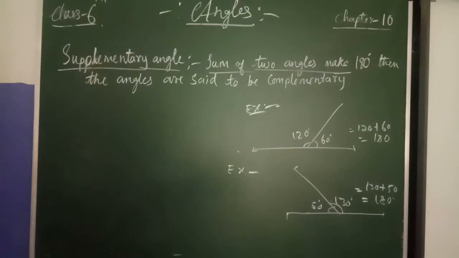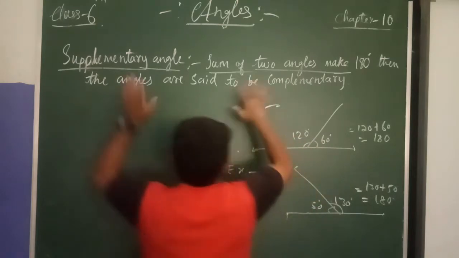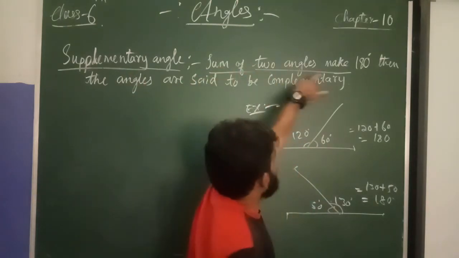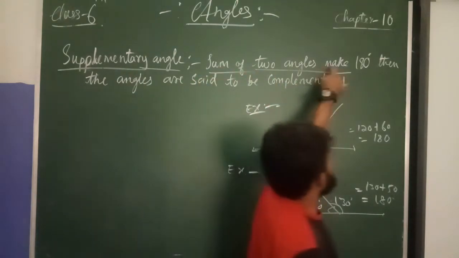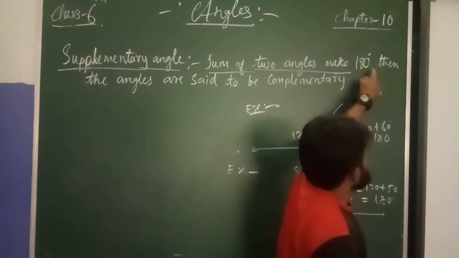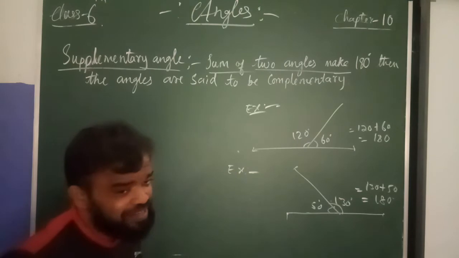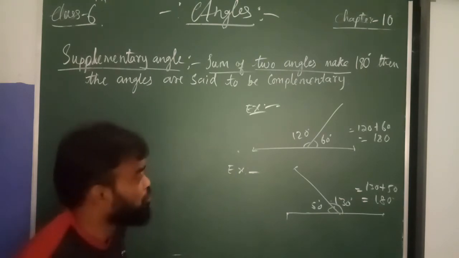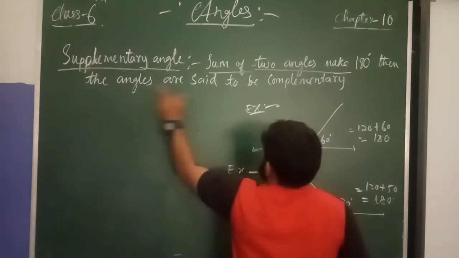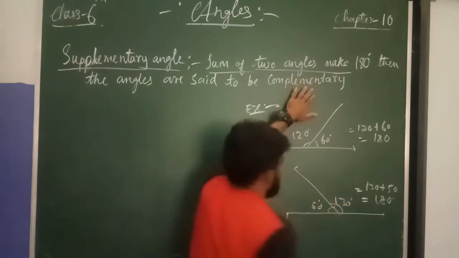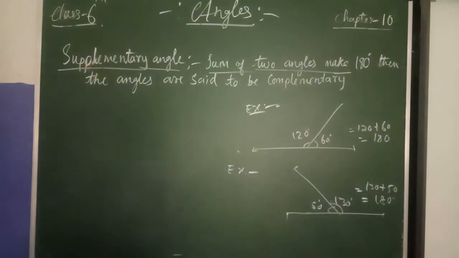Now I am going to explain the supplementary angle. Now see the supplementary angle. Here similarly, the sum of two angles makes 180 degree. Sum of two angles makes 180 degree. Sum means we have to add, similarly as in the complementary angle I explained just before. Then the angles are said to be supplementary angles, we have to write here. Right?